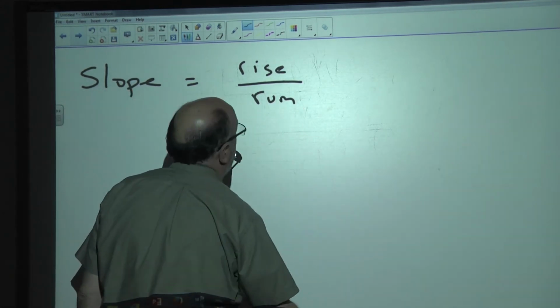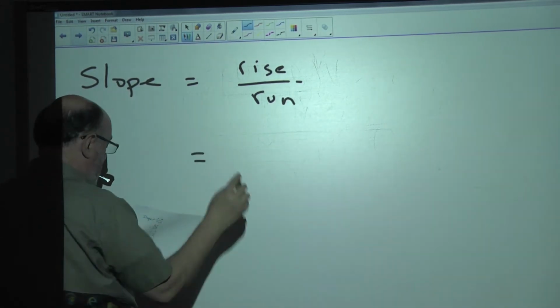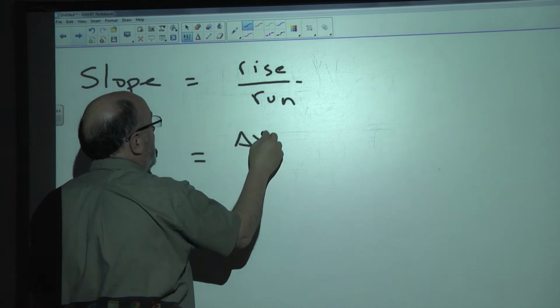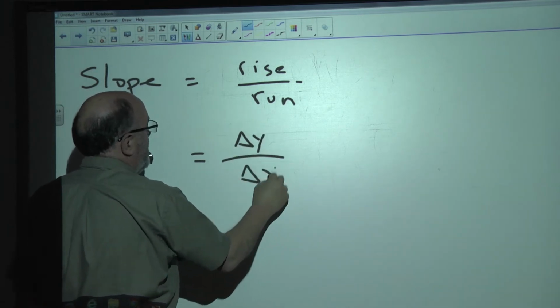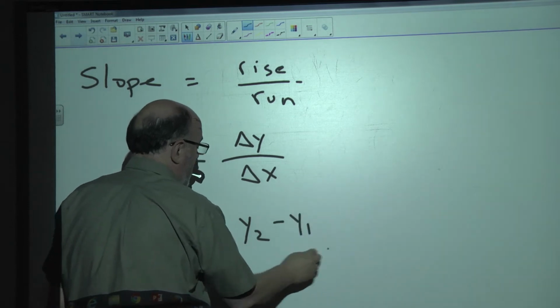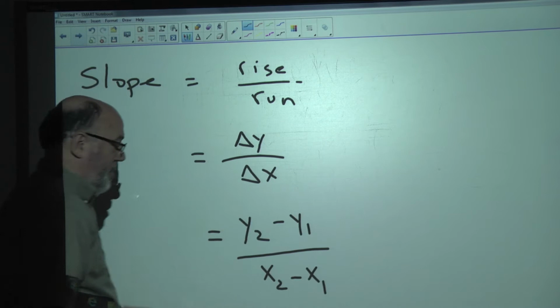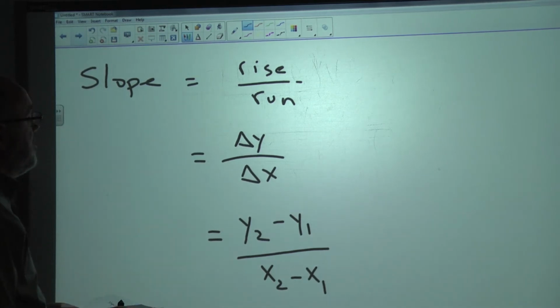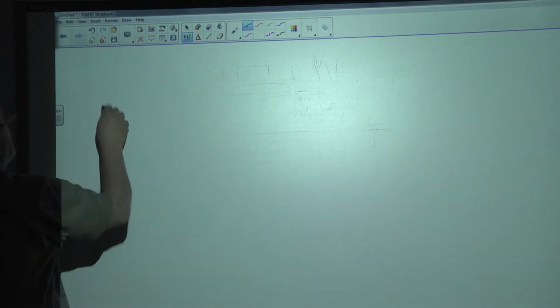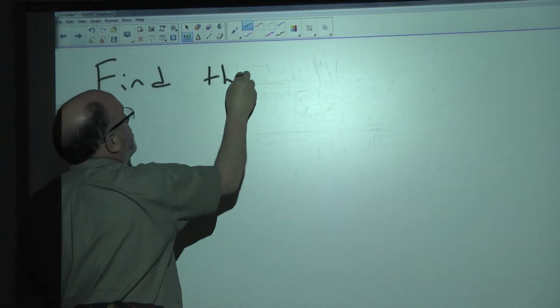Also in terms of the change in y over the change in x, or in terms of an equation, y2 minus y1 over x2 minus x1. So the change in y over the change in x. So for example, given something like this, we want to find the slope, given 2 points.